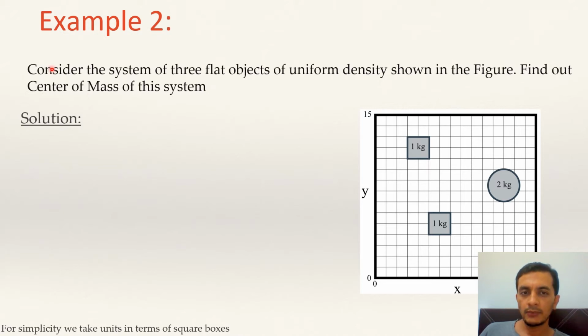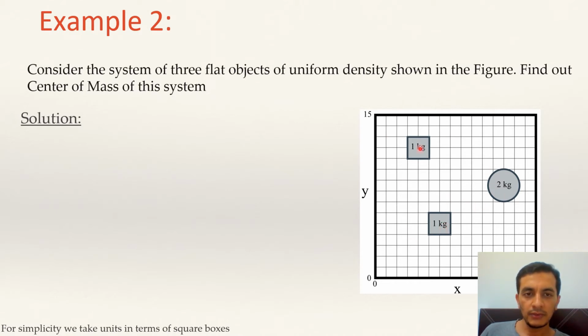Now in this example, we are given a system of masses, three flat objects of uniform density. Find the center of mass of the system. So this full figure is the system, and this is the mass distribution of three objects lying on it at certain distances from each other. They are flat objects of regular shapes.